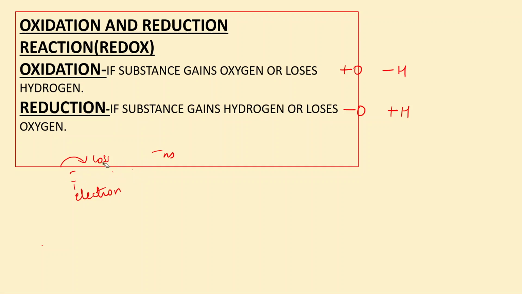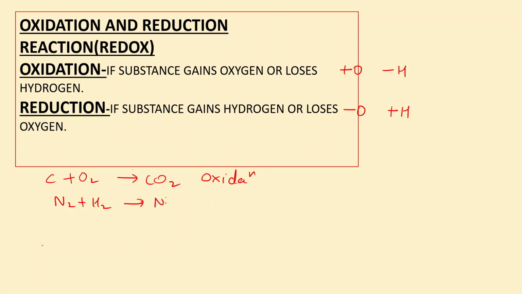Now we will take up the reactions of oxidation and reduction. The first reaction is, we already studied, carbon plus oxygen, burning of coal. Here there is addition of oxygen. So which reaction is it? It is an oxidation reaction. Now nitrogen plus hydrogen gives you NH3. There is addition of hydrogen, so it is reduction.